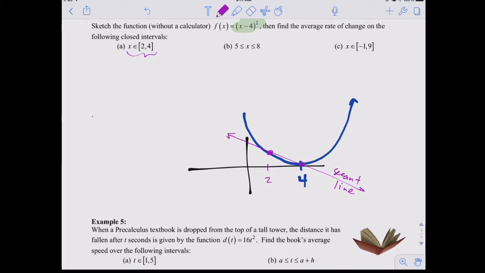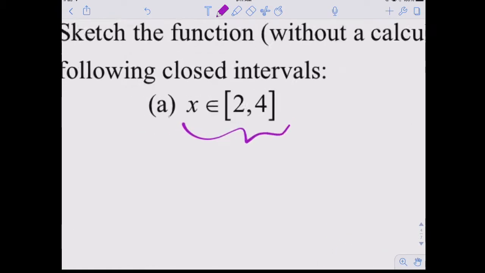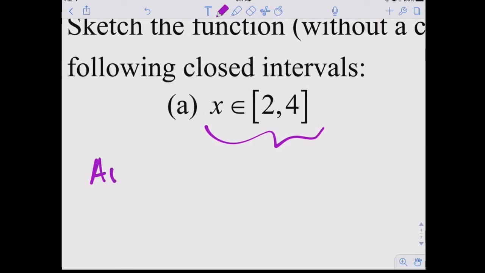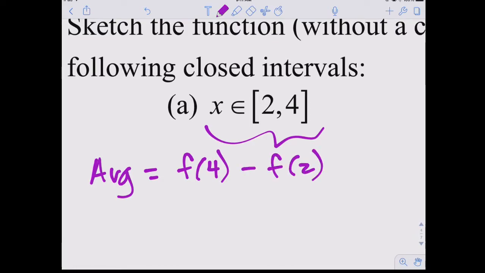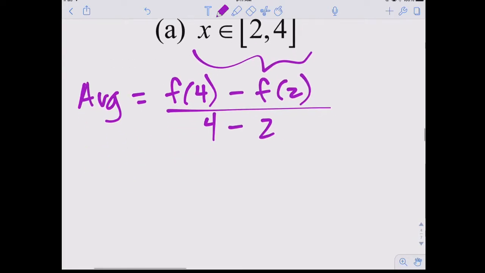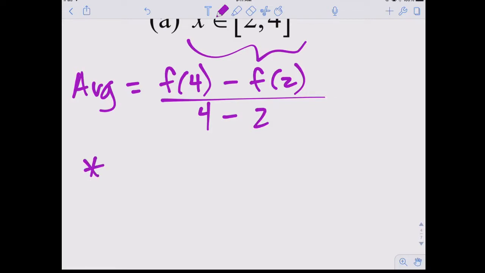The difference quotient. Okay, so here's what I'm going to do. My function's name is f. So I'm going to label it as average, and it's going to be f of 4, that's like my final position, or the final y value, minus f of 2, the initial value, all over 4 minus 2. Is that a difference quotient? Yes.